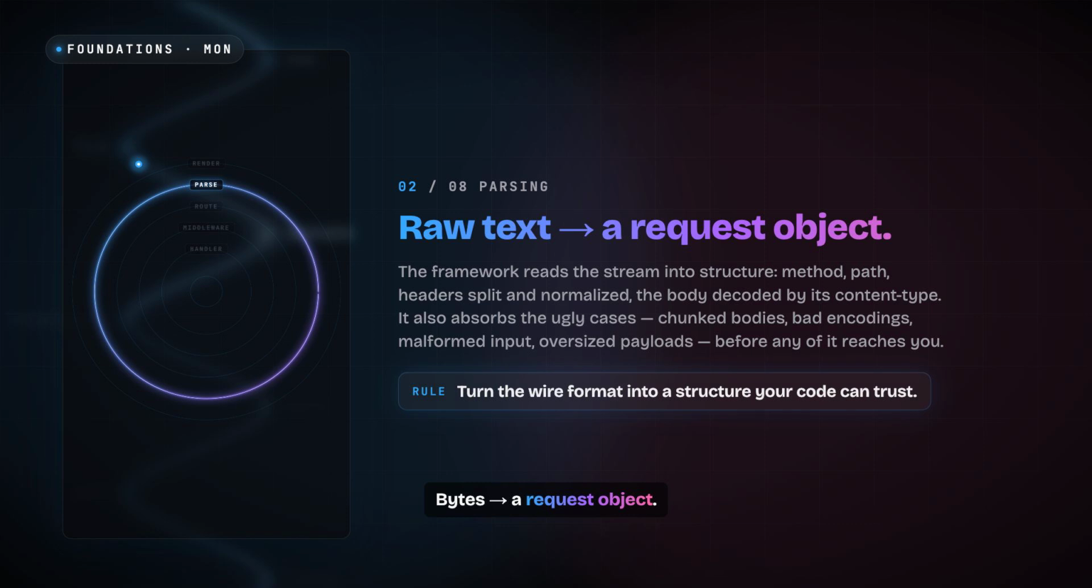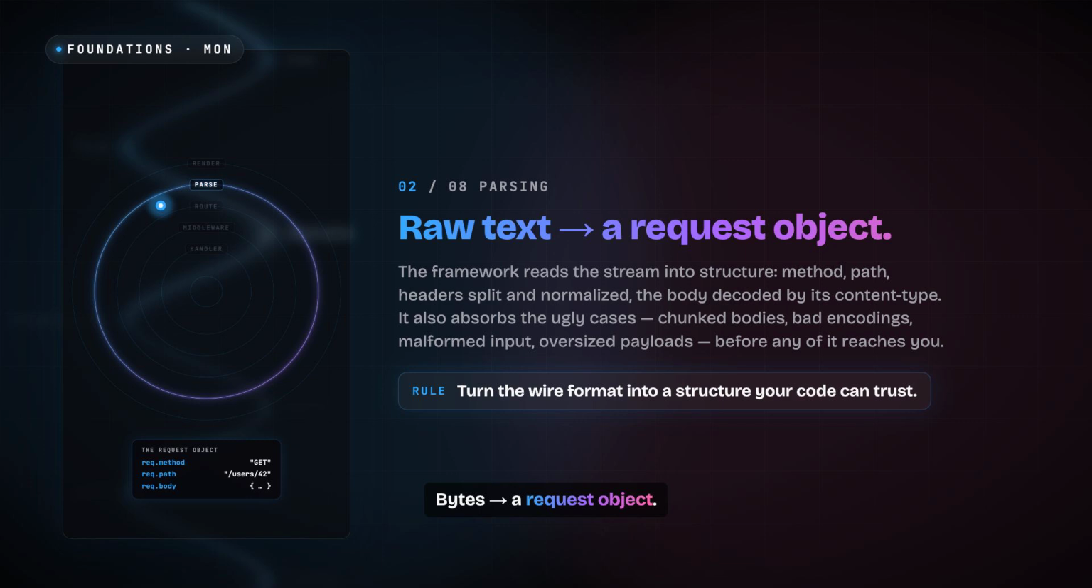The first ring is parsing. The framework reads that stream and turns it into structure. This token is the method. This is the path. These lines are headers. Split, decoded, normalized. Content type says the body is JSON, parsed into an object. A form, decoded. Cookies unpacked into a map.